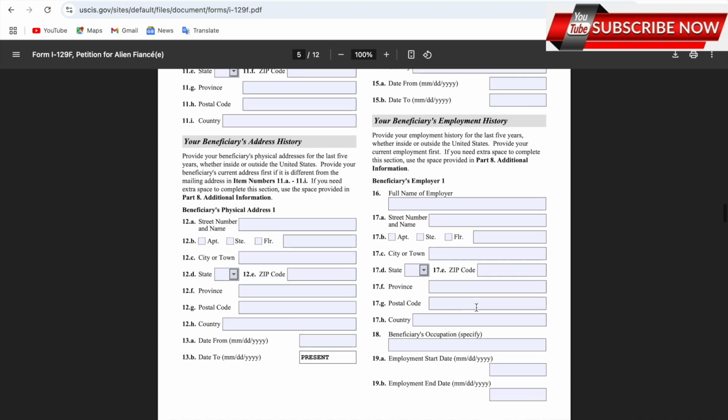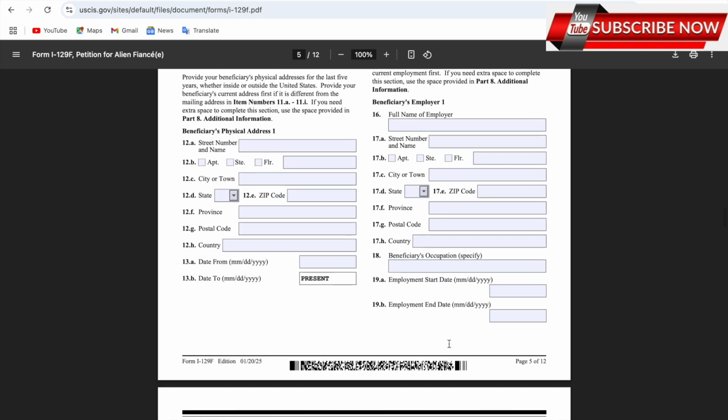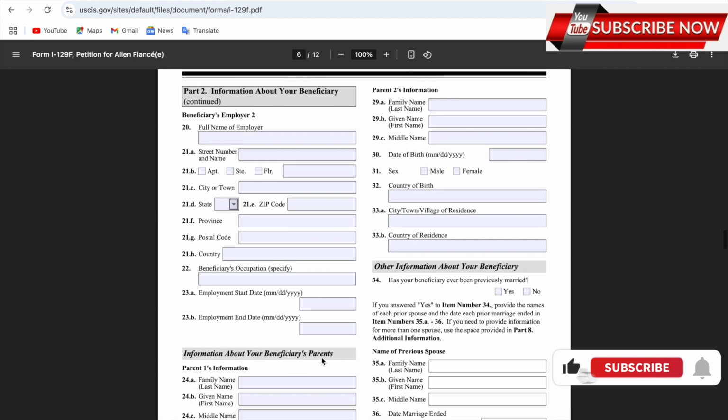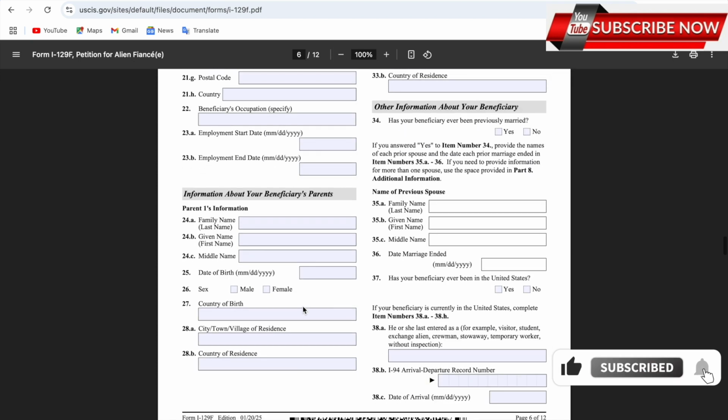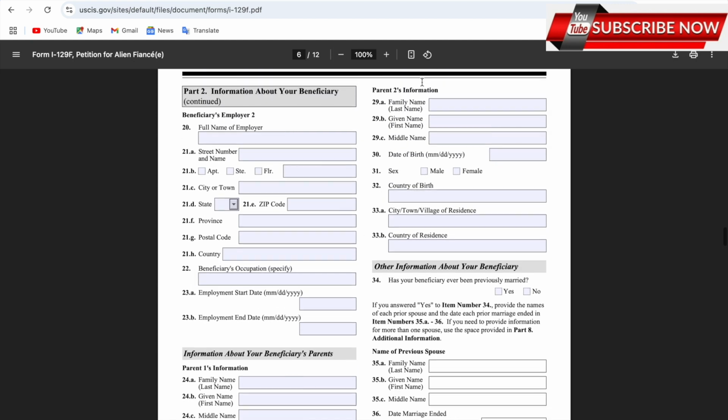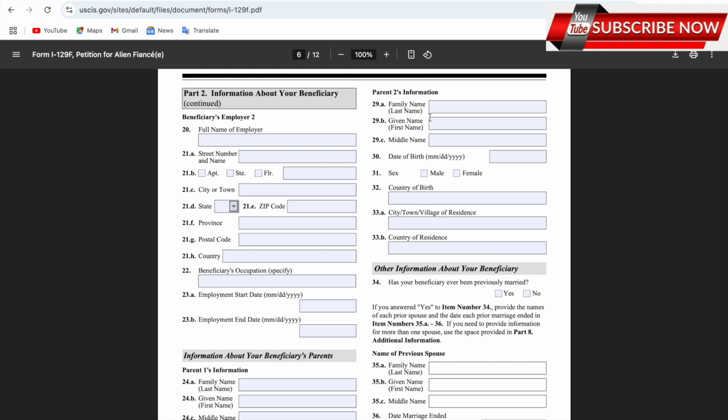Employment for your beneficiary: if they have worked before or if they are currently working, you put in all that information. Always put in the current employer. If they are currently working, you put in that information over there. If they are not working, you leave it blank. Information about your beneficiary's parents: you put in their father's information, their mother's information over here, and you put in that information over here too.